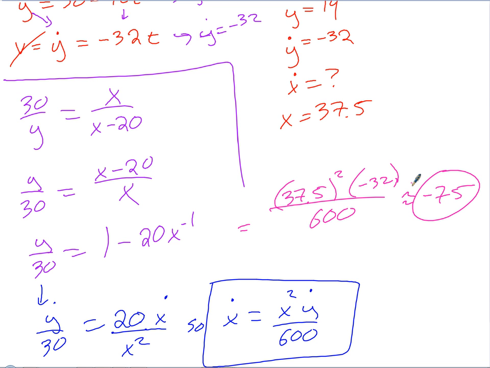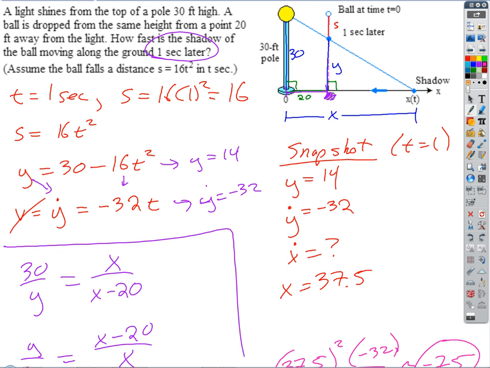Negative 75. So what's the rate of change? How fast is the shadow moving? Negative 75, it's decreasing. If we want to answer the question exactly the way it's asked, how fast is the shadow of the ball moving across the ground? Well, not negative, just 75. The speed is 75 feet per second.